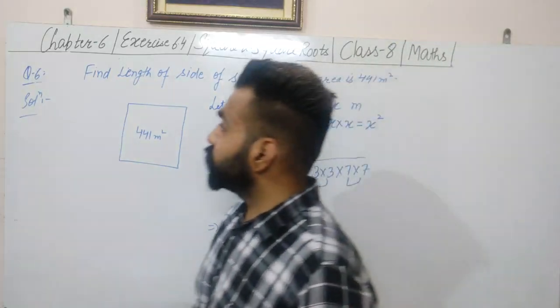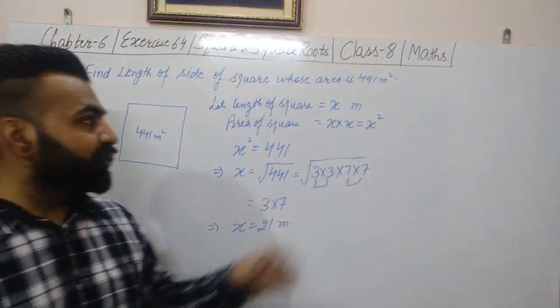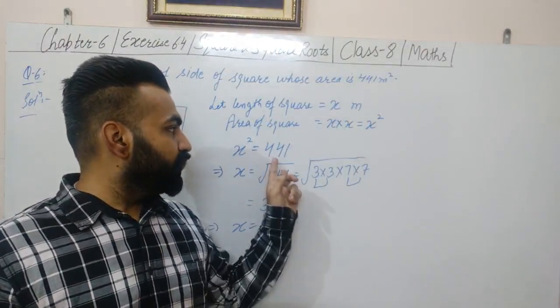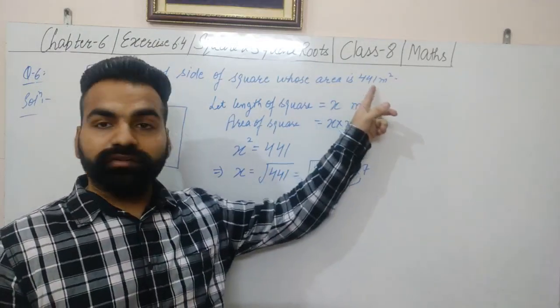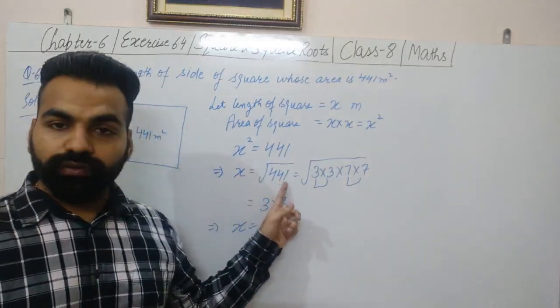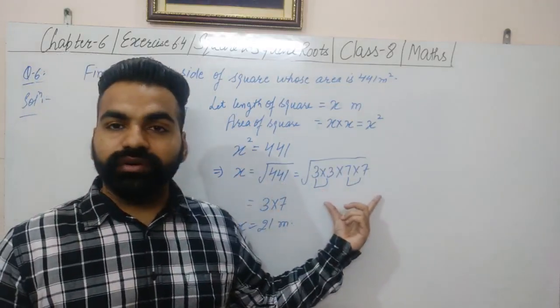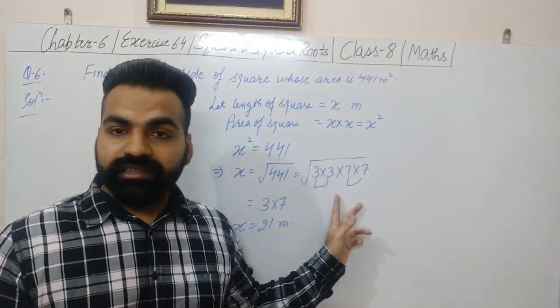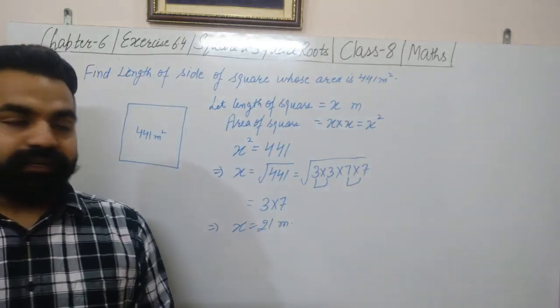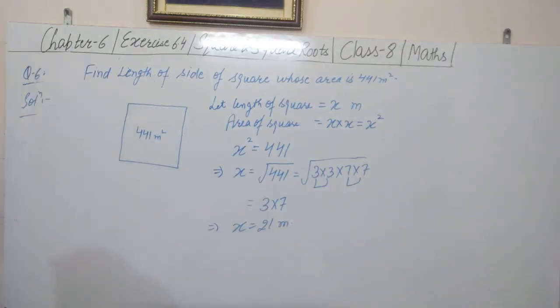So this was question number 6. Area was given. We suppose the length to be x. So x square will be equal to the given value of the area. x square equal to 441. x will be the square root of 441. You can find the square root by either prime factorization or division method, and the square root will be equal to 21 meters. So this was question number 6.